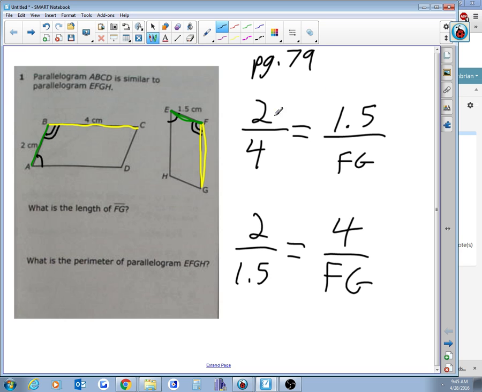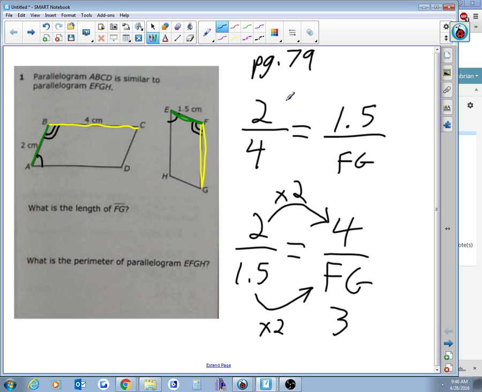Now you notice we could cross multiply and divide these. We'd get 4 times 1.5 divided by 2. And if we did the same thing here, we'd do the same thing, 4 times 1.5 divided by 2. Or we could just say, this one is the easiest way to do it. You can see this in your head. 4 times 2 is 4, 2 times 2 is 4. 1.5 times 2 would give us FG, which is 3.